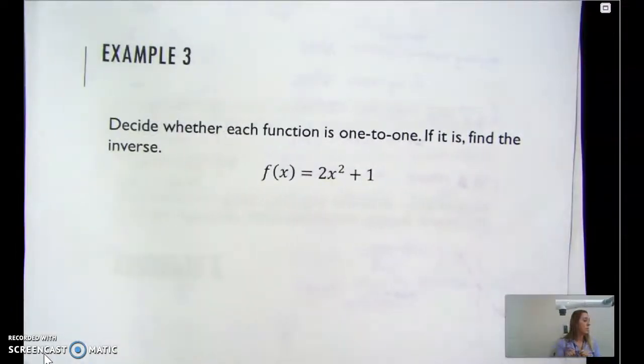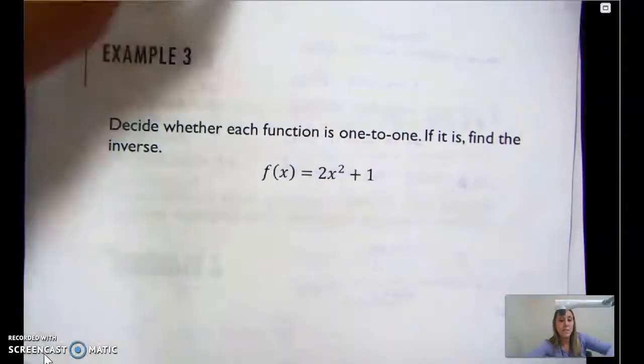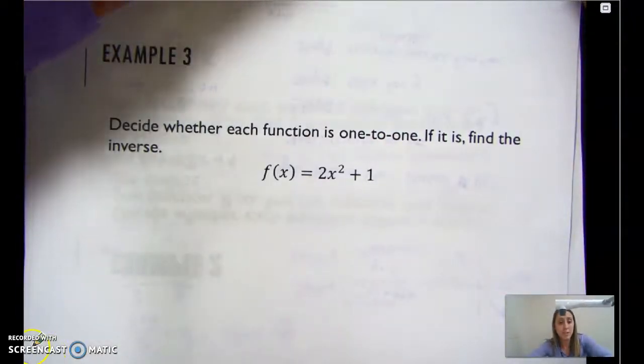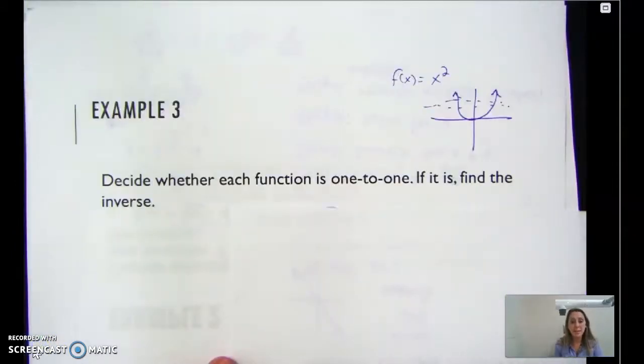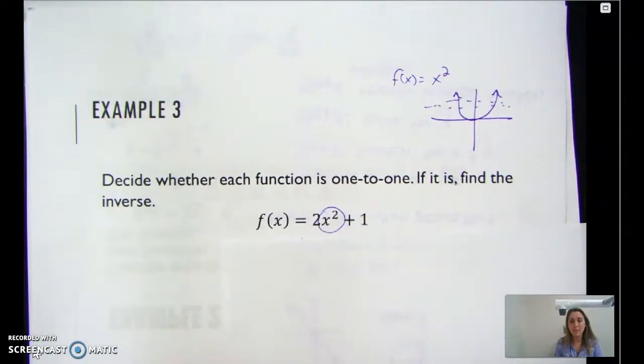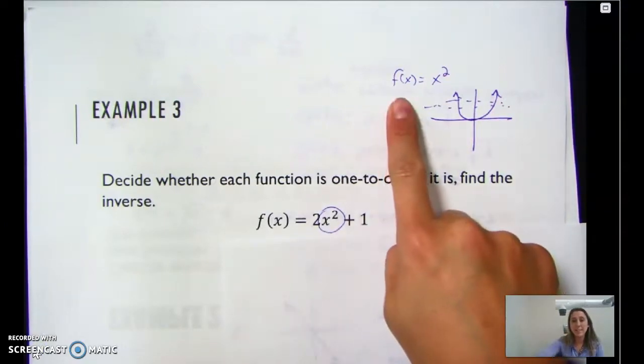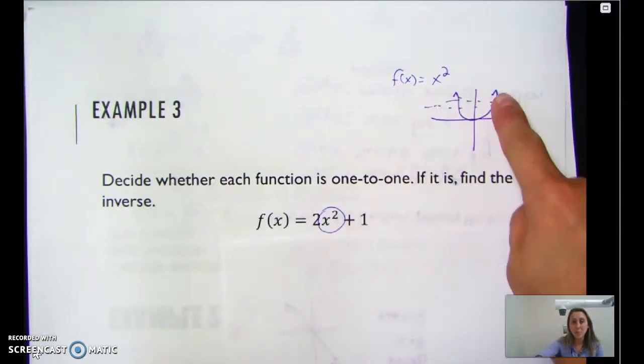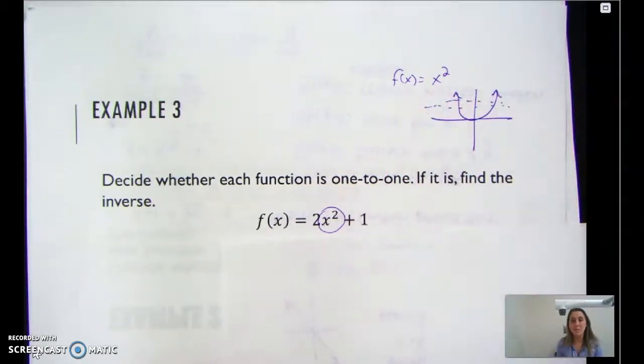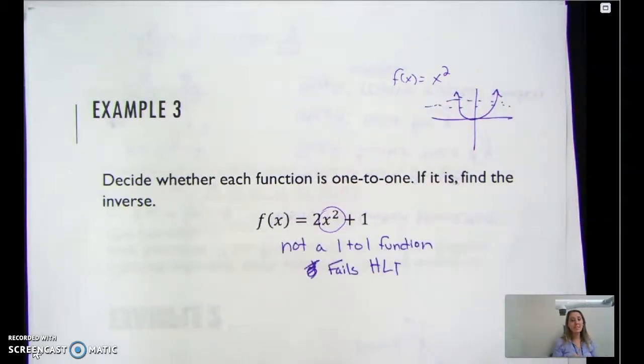All right. This is example number 3, and I would like you to get this in your notes and answer it. Hit pause, make sure it's in your notes. All right, so if you think about that parent function, the parent function is f of x is equal to x squared. That's a parabola. It does not pass the horizontal line test, so this is not a one-to-one function.